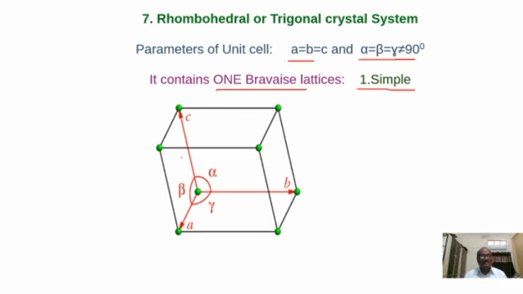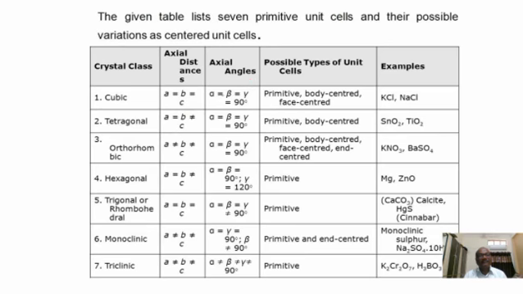Like this, 7 crystal systems are there. All these 7 crystal systems are available in different forms. Here you can see the 7 crystals in total. In the case of cubic, what are the dimensions? a is equal to b is equal to c, alpha, beta, gamma 90 degrees. How many Bravais lattices are there?